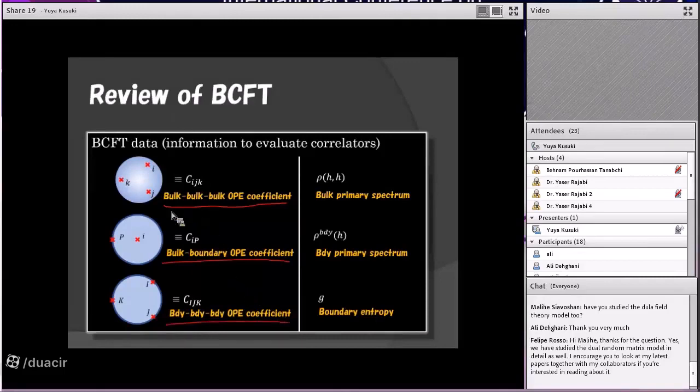Here I mean by bulk the bulk primary operators, the same as those that appear in CFT without boundary, and I mean by boundary the boundary primaries, which are a new object in boundary conformal field theory. These are just primary operators that live only on the boundary.